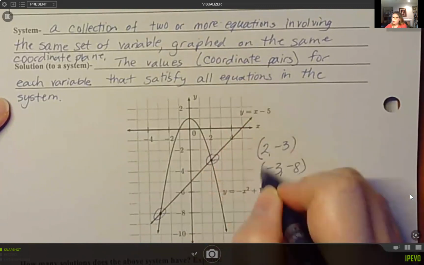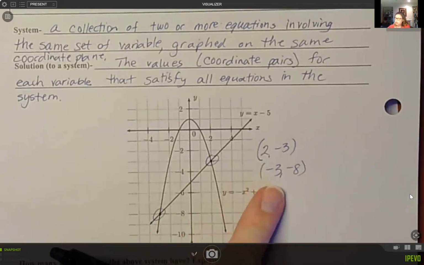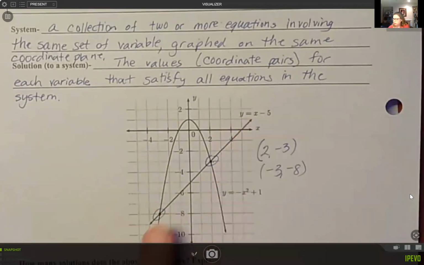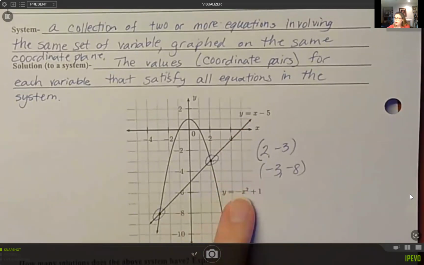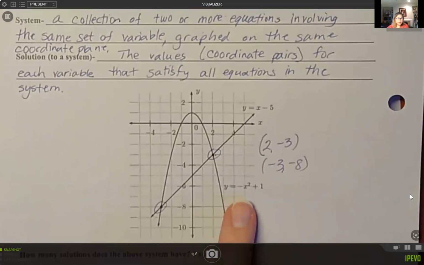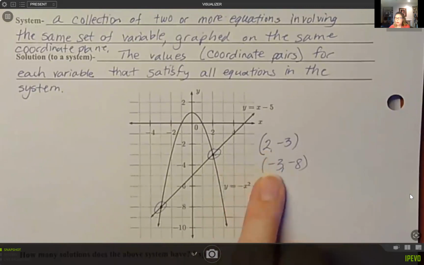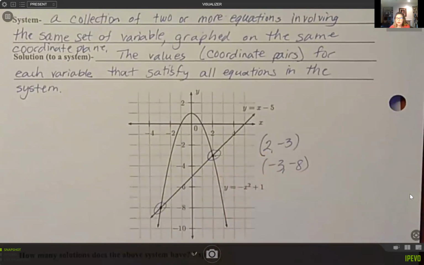Okay, and when we plug these points into both equations, it'll make both equations true. So y = x - 5 and y = -x² + 1. When I substitute in these values, it's true for both equations. In order to be a solution of the system, it has to be true for both, since we have two, or all when you have three or more equations in the system.